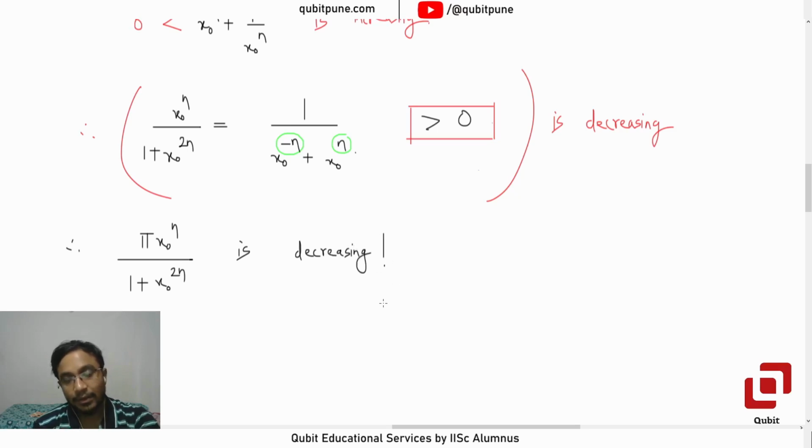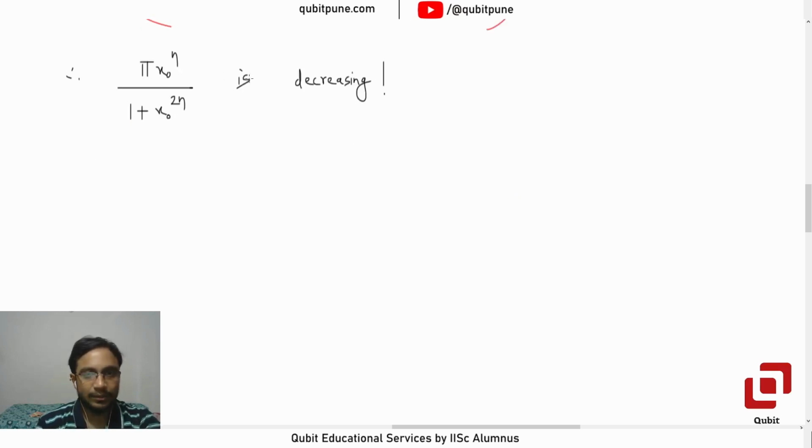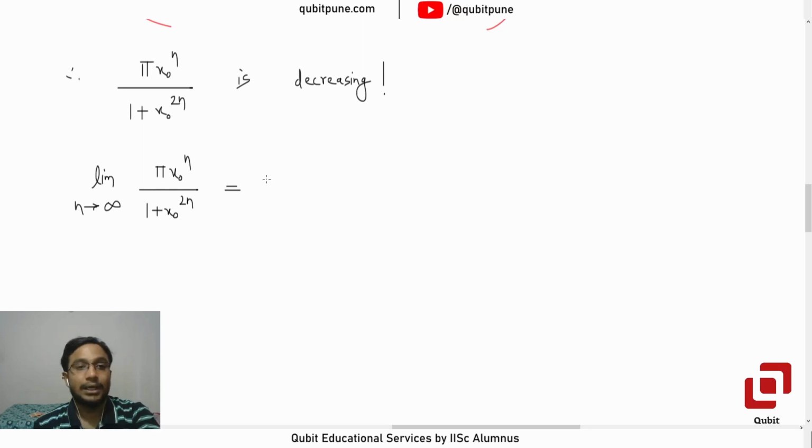Okay, which means the angles are getting smaller and smaller. Now look, because the sequence is decreasing, let us try to find out the limit as n tends to infinity of this: pi x naught raised to n upon 1 plus x naught raised to 2n. As n tends to infinity, we can write it as the limit n tends to infinity.